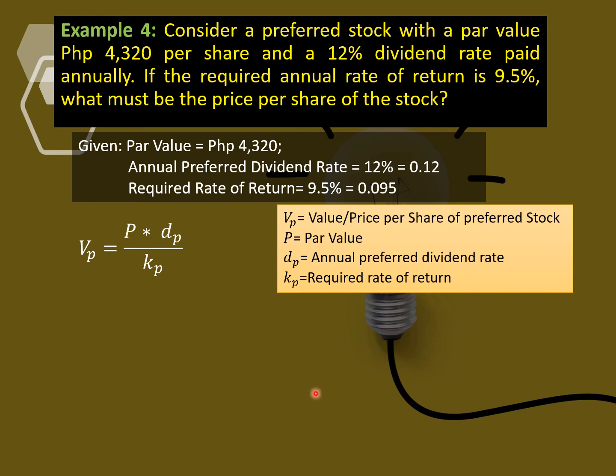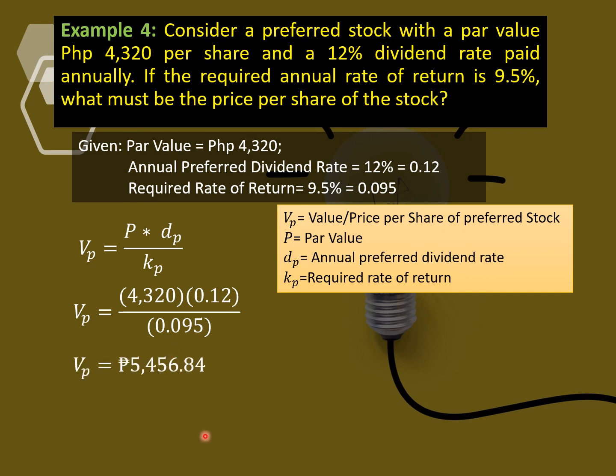Then, upon knowing the definition of each variable in our formula, we will now input the given values. So, P, that is 4,320 times the annual preferred dividend rate, D sub P, that is 12%, that is 0.12, and then K sub P, that is 0.095. Then, multiply the values on the numerator, multiply natin yung dalawa, and then divide natin sa denominator. And the result is 5,456 pesos and 84 centavos. So, ito na yung price per share ng stock.